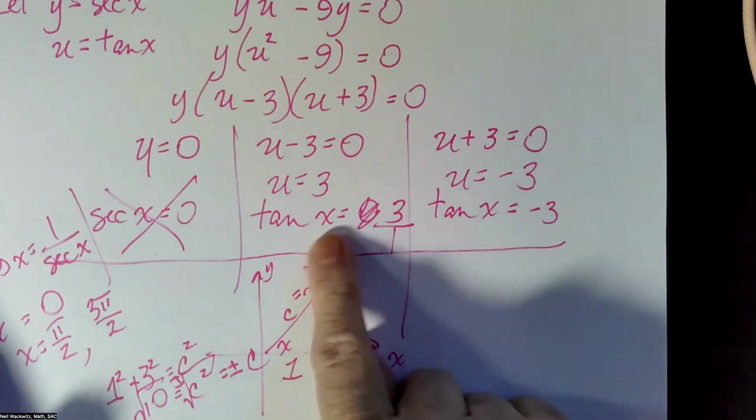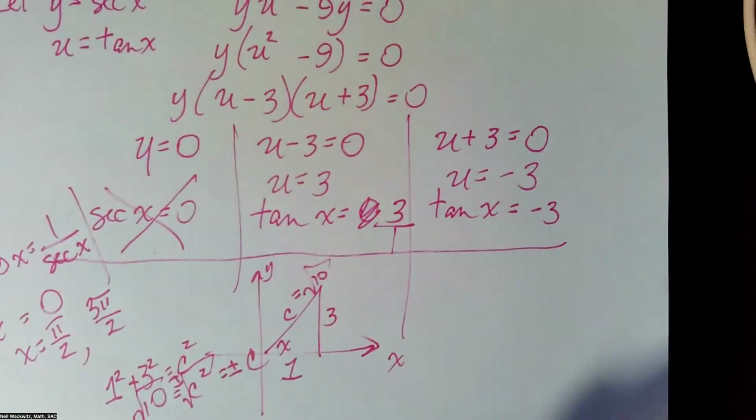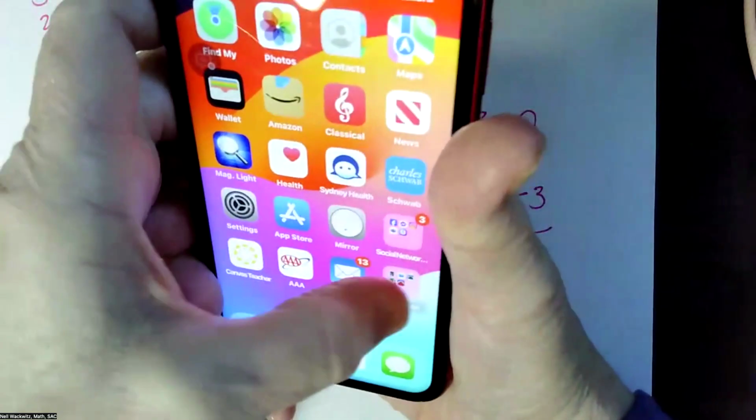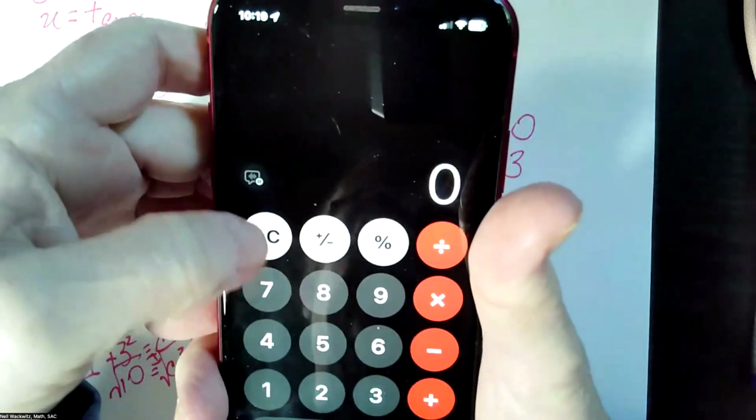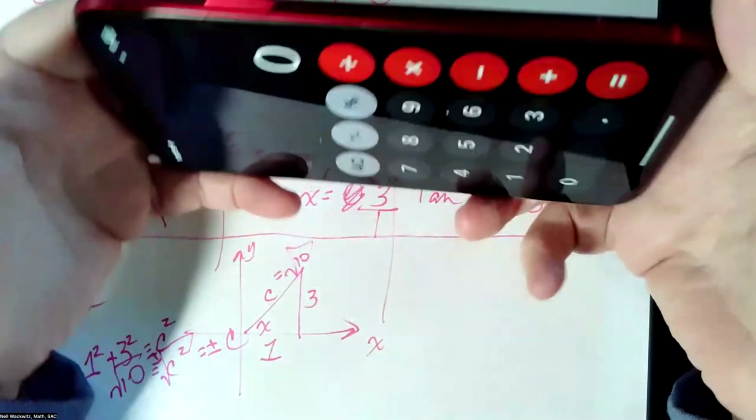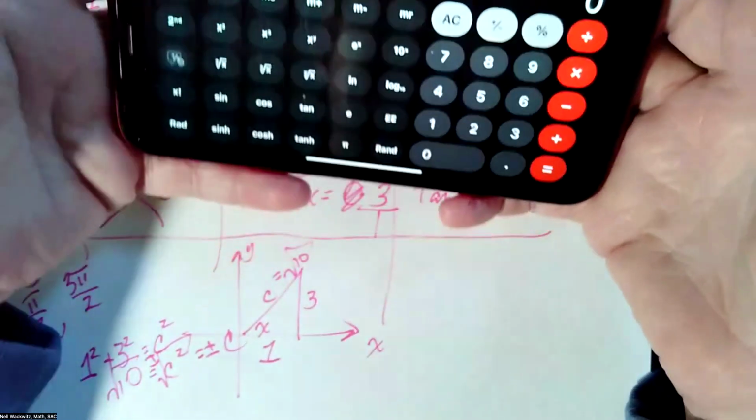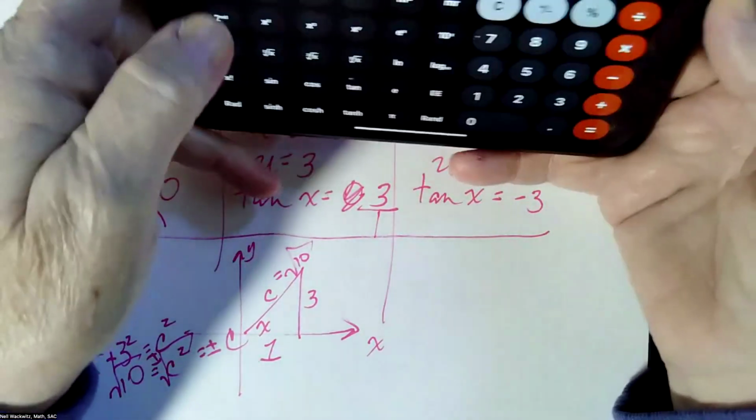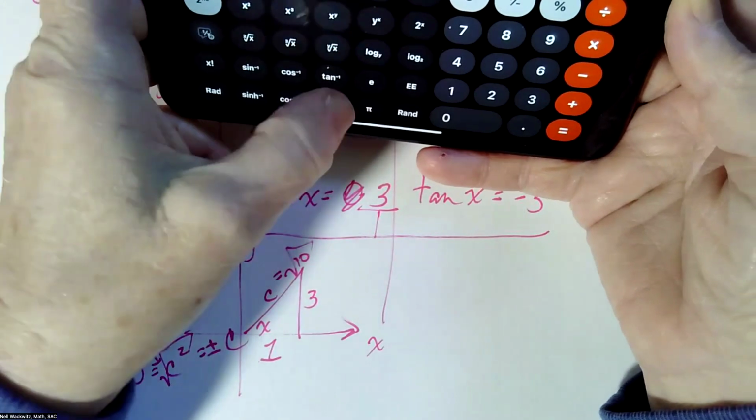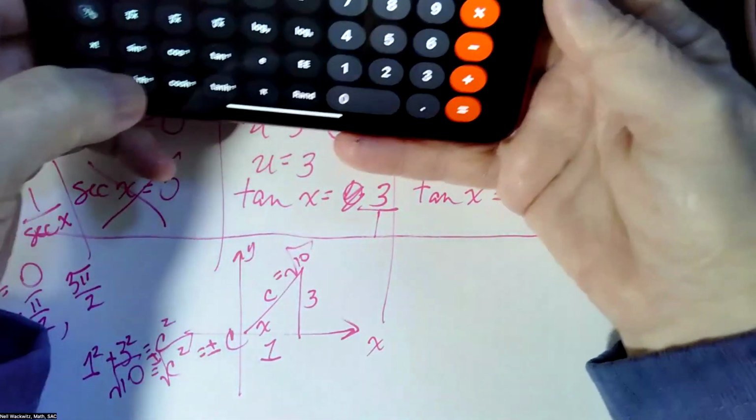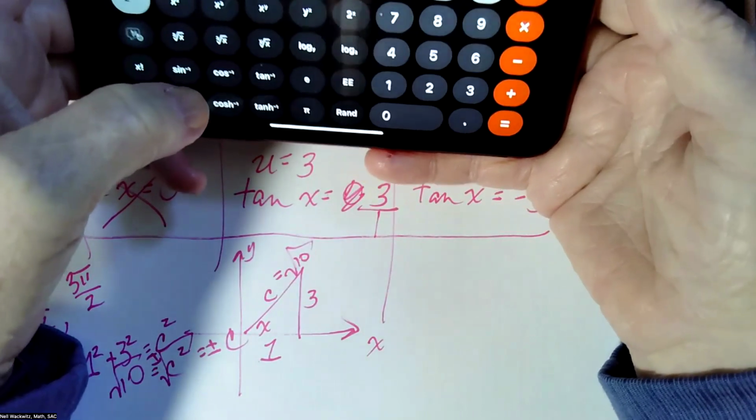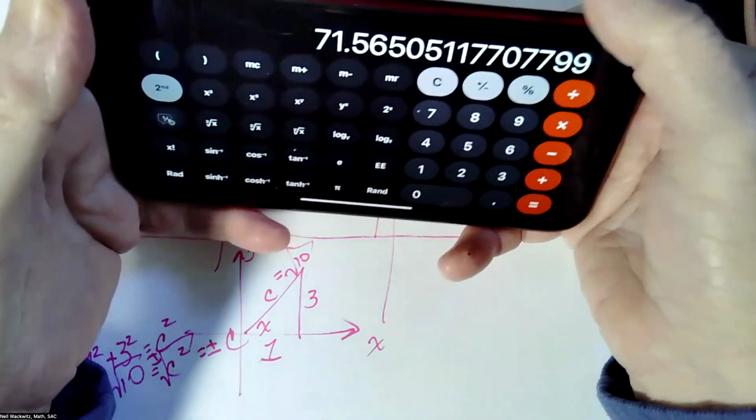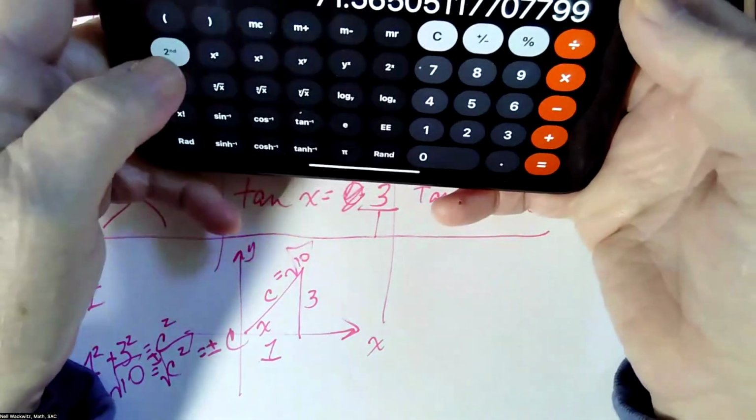So to find x, we just need to use a calculator. So let's see. I'm going to go to my phone calculator and I'm going to turn it sideways, and that gives me the scientific calculator. I'm going to tap in 3, and then I'm going to use the second key to get the inverses, because I don't want the tangent of x, I want the inverse tangent. And we get 71.56, and that's in degrees.